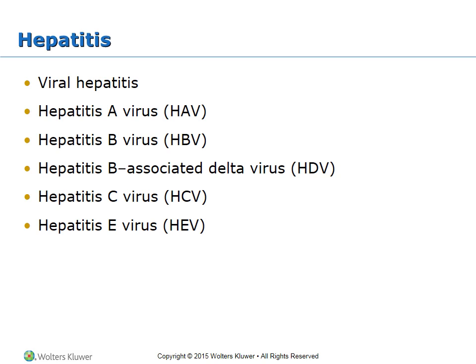So now we got to break it down into all of the different types of hepatitis. And I do feel like at this point, in the past, you've probably thought hepatitis is fairly confusing. A, B, C, D, and E. So hepatitis A is listed here for you. B is listed here for you. Now the next one listed, hepatitis B associated delta virus, this is hepatitis D. And then we have C and E.